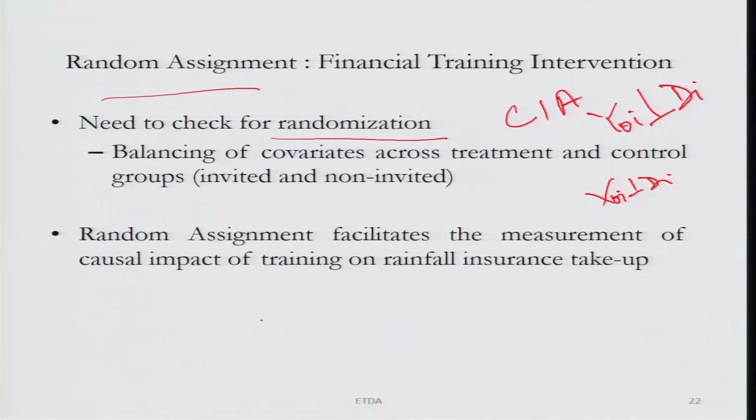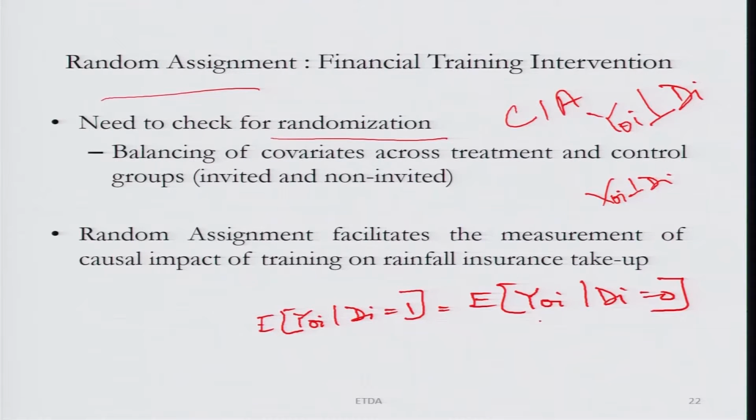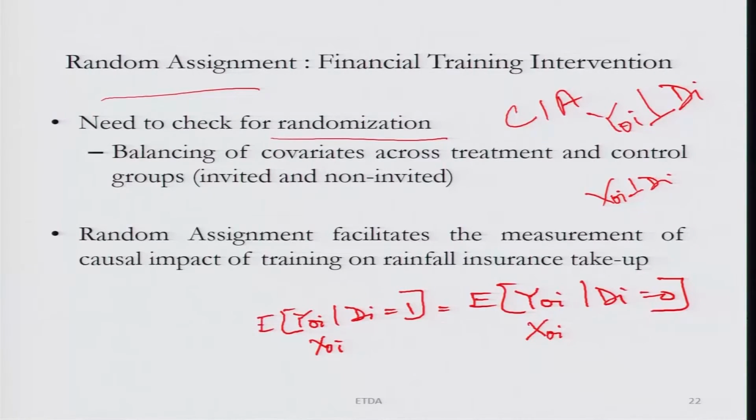So, remember the condition was that the expectation of Y0i given Di equal to 1 should be equal to the expectation of Y0i given Di equal to 0. In the absence of Y0i, what we are going to check is with X0i, which are the different covariates. So, balancing of covariates across the treatment and the control groups. And in this case, right now we would focus on the financial literacy intervention. So, the treatment group is people who were invited to the financial literacy intervention, and control was people who were not invited.